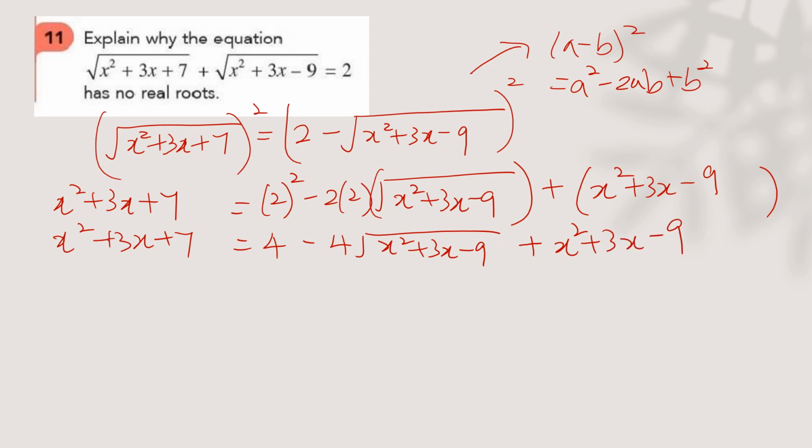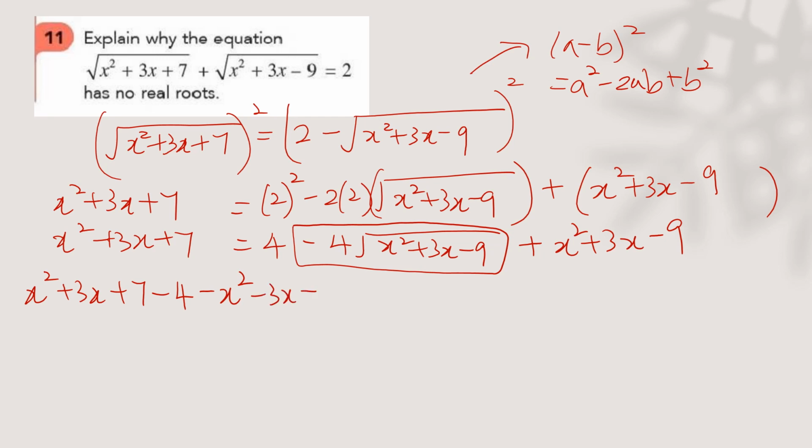Alright, I'm going to bring everything to the left hand side, leaving only this guy on the right hand side, because I need to apply squaring both sides again. So I would have x squared plus 3x plus 7 minus 4 minus x squared minus 3x plus 9 gives you negative 4 square root x squared plus 3x minus 9.